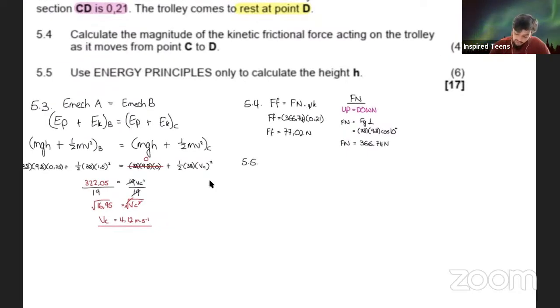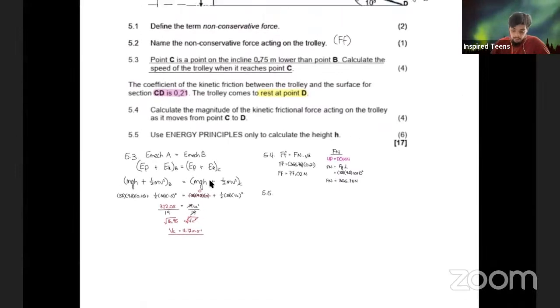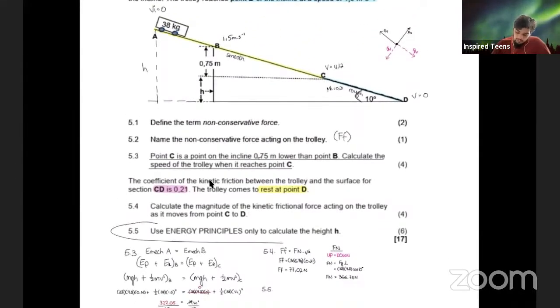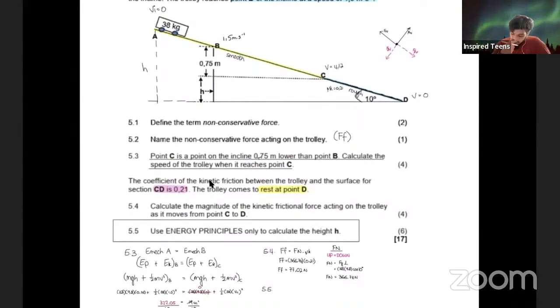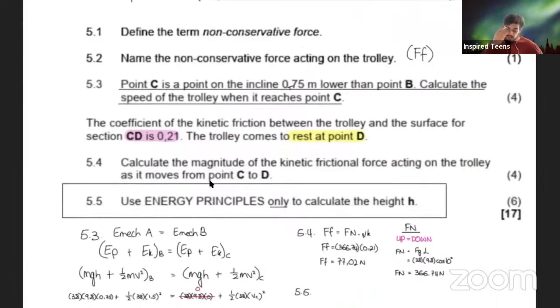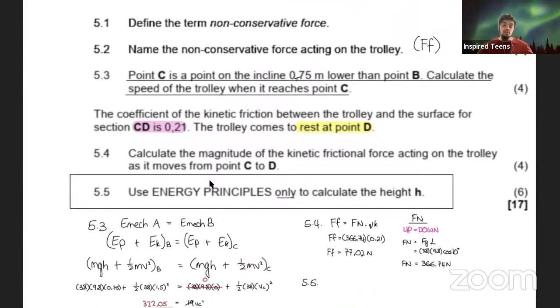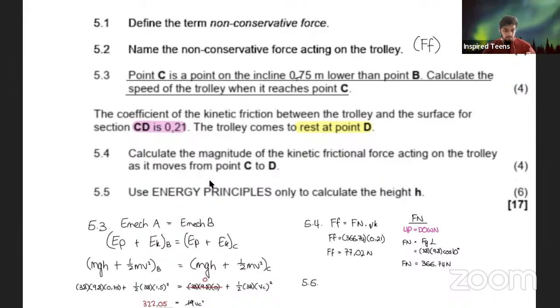Let's look at 5.5. We won't complete it because we don't have time, but we can just have a look at it. Now, 5.5 says use energy principles only to calculate height h. So we don't actually have to use energy principles, but we are going to.